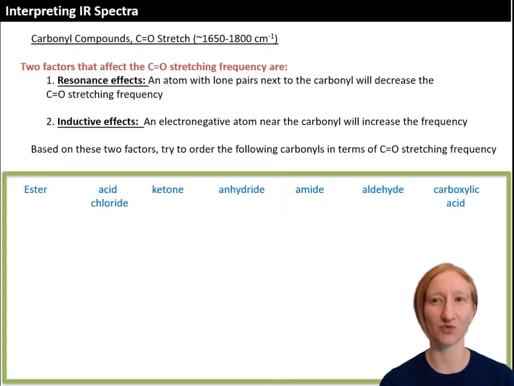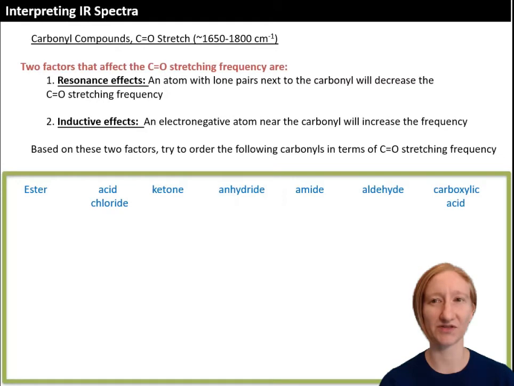The next functional group we'll look at is carbonyls. One of the most characteristic stretches that you'll see in an IR spectrum is the carbon-oxygen double bond stretch of a carbonyl compound. And within the class of carbonyl compounds, there are two factors that can affect the stretching frequency: resonance effects and inductive effects. And we looked at both in more detail in the last video.